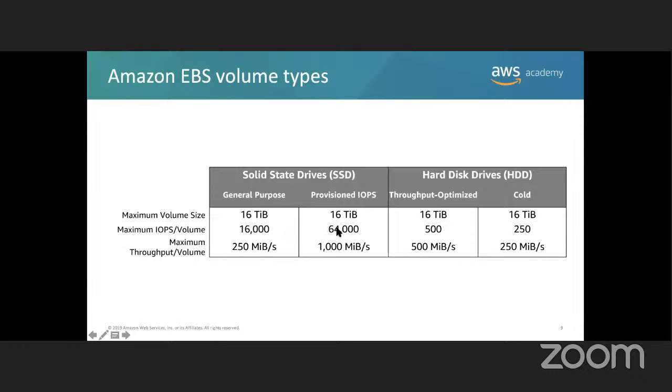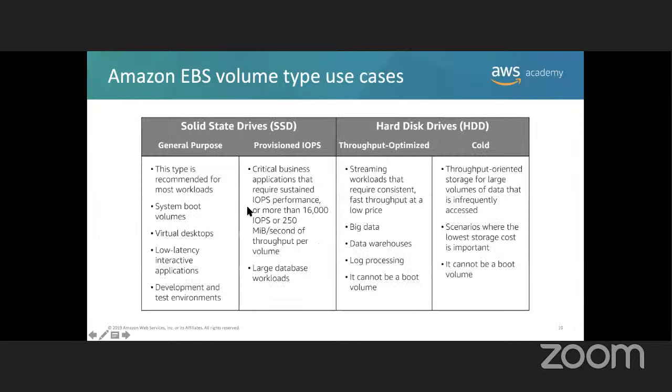Now, provisioning IOPS, the highest you can go is 64,000, right? Throughput optimized is 500, and cold is 250, right? For cold, well, the worst is it? It's just not frequently accessed. That's why it's cold, right? Now the maximum throughput per volume is 250 megabytes for general purpose.